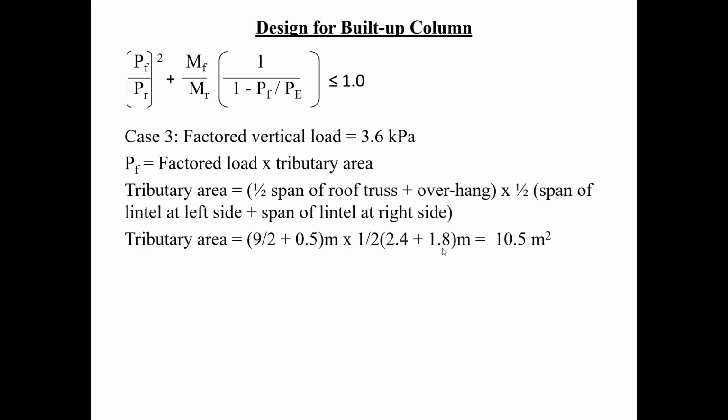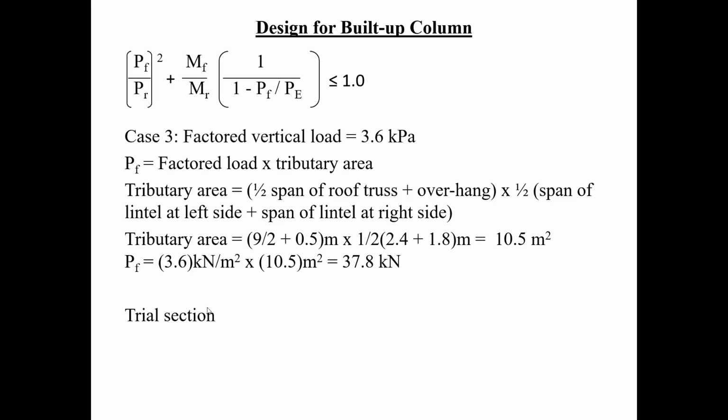I add them together, divide by 2, and that gives me my tributary area, 10.5 square meters. And of course, this is my PF. Now, keep in mind that you have to give yourself a little bit of resistance for the bending moment. So don't look for a PR that's very close to your PF value. Otherwise, you're not giving yourself much room here, okay?